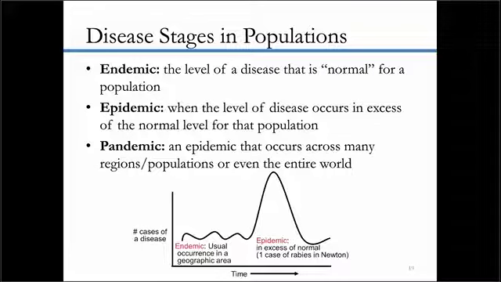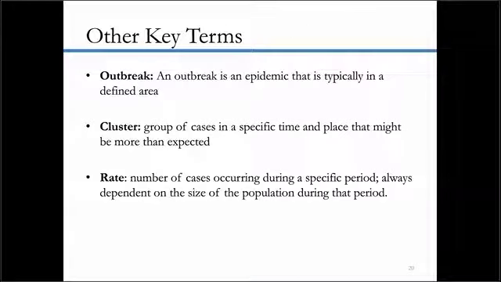And so pandemic just means we have sustained transmission of disease in excess of what we would normally expect to see in multiple regions or populations or the entire world. So, multiple sustained epidemics across the world. I already mentioned some other key terms, like an outbreak being an epidemic that's typically in a defined area. Another term is a cluster. A cluster is a group of cases in a specific time or place that might be more than expected.